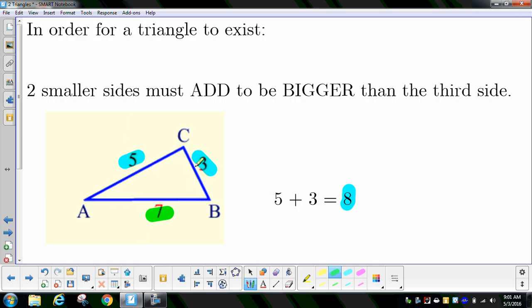If these two smaller sides add up and that's equal to the third side, then the triangle cannot exist. If 5 plus 3, when I add them together, is smaller than the third side, then that triangle also cannot exist.